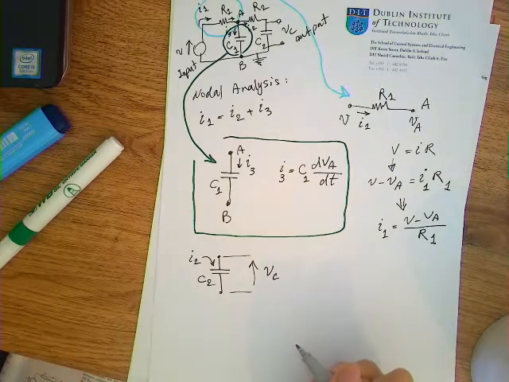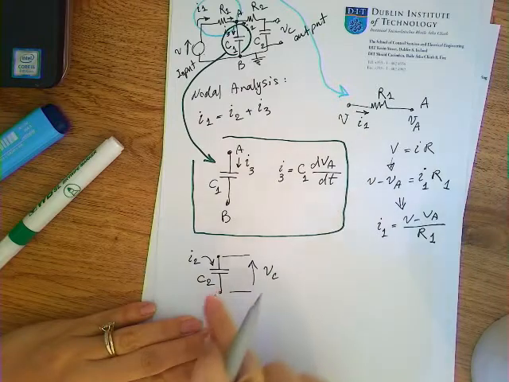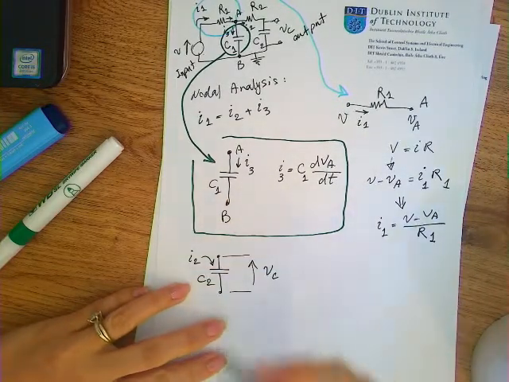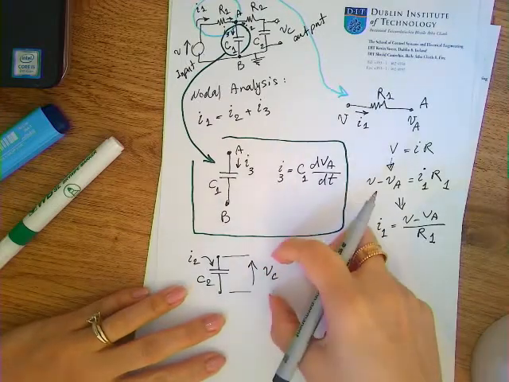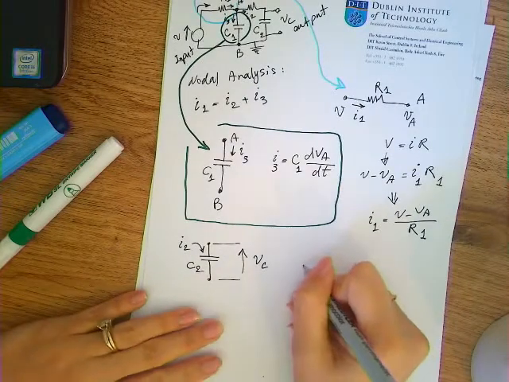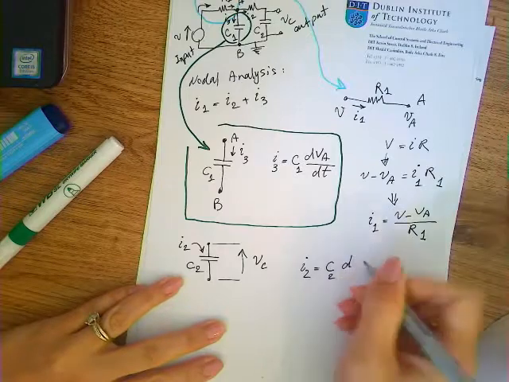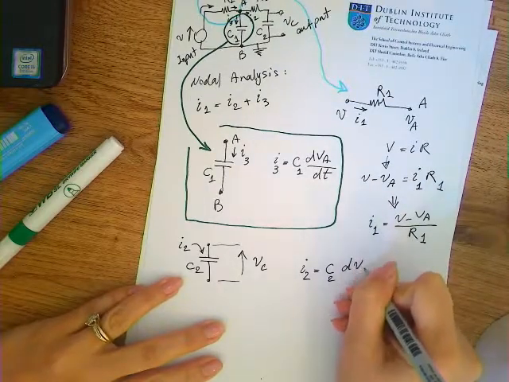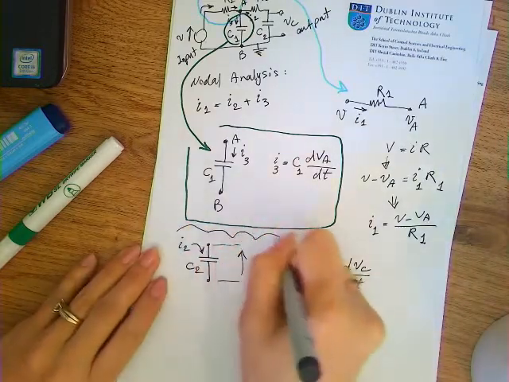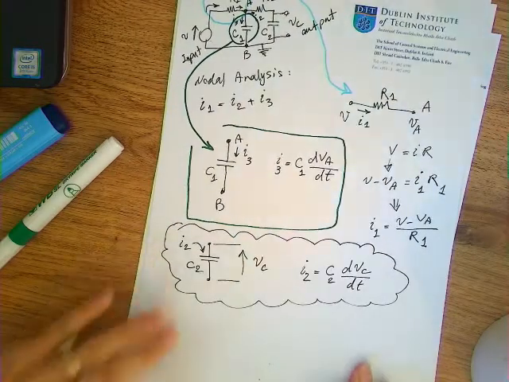Now let's write that. It will be similar to the equation here because it is a single capacitor and it has a voltage and it has a current. So let's write that. And we stick to VC because that is the output that we want. Now I2 will be C2 times the derivative of VC over time.